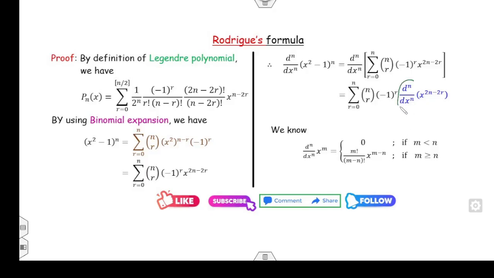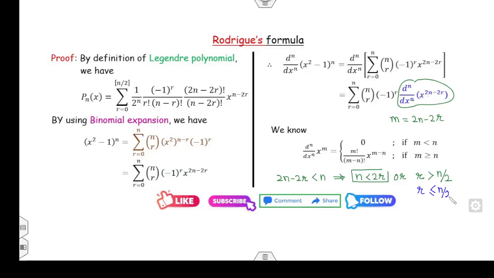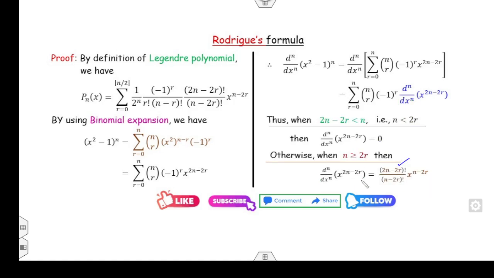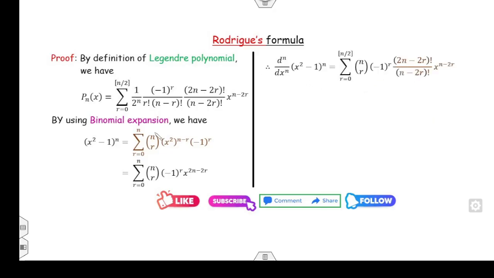So I can substitute the values at this point. This is my m, m is equal to 2n minus 2r, and n is n. First of all, whenever m is less than n, what does it mean? That means n is less than 2r, then this derivative will be 0. Or you can say whenever r is greater than n by 2, that derivative is 0. On the other hand, whenever r is less than or equal to n by 2, you can substitute the value in the expression of m factorial over (m minus n) factorial, x to the power m minus n. I can substitute the value in the given expression. Fine. Now, what is left with you after that?